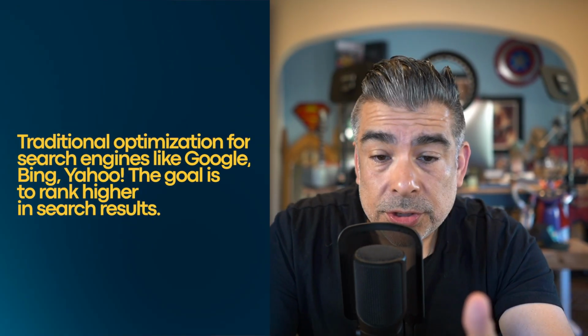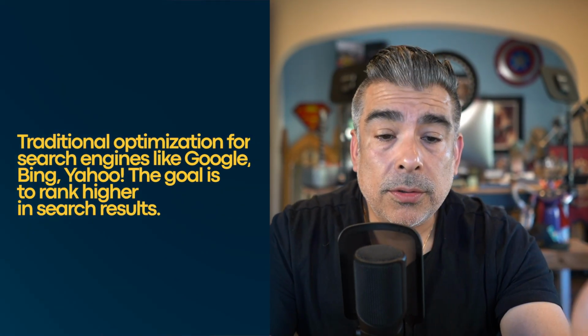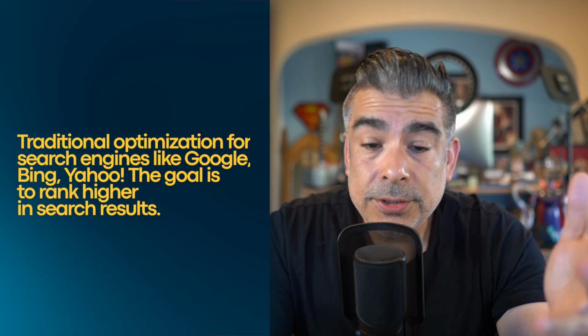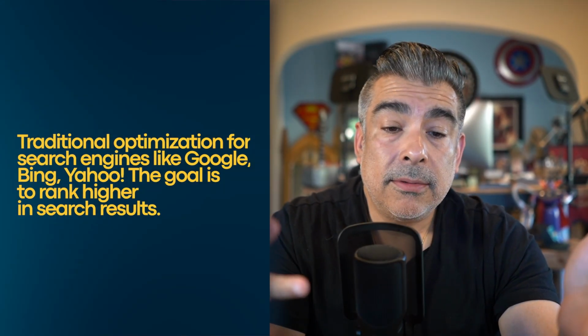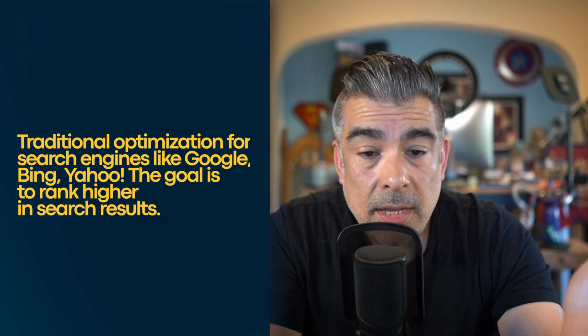What is SEO first? Traditional optimization for search engines like Google, Bing, Yahoo. The goal is to rank higher in search results when people type in queries like homes for sale in Austin or best real estate near me. How do real estate agents create opportunities with this? Well, you create hyperlocal content, which we've been talking about for years, right? On YouTube and on blogs, all of those things.